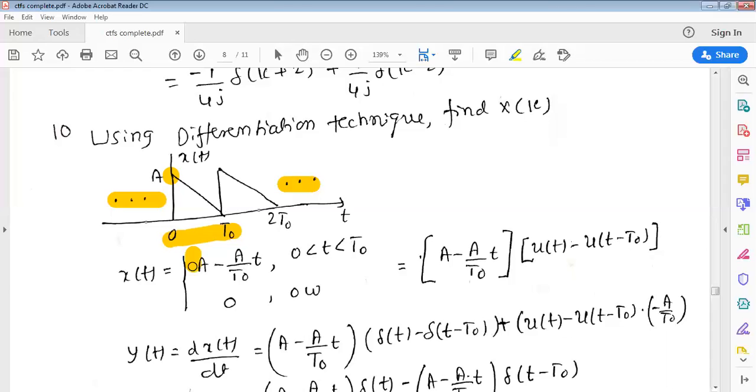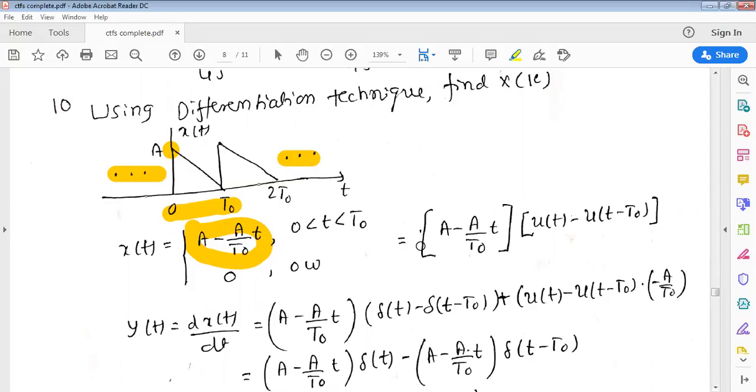Therefore, I am simply finding what is x of t for one period. That is 0 less than t less than t naught. In any other case, it is 0. Consider only one period, even though the signal exists for multiple periods. Now, how do I write this? This is equal to A minus A by t naught into t. This signal is as it is.